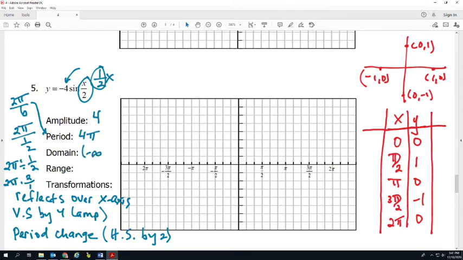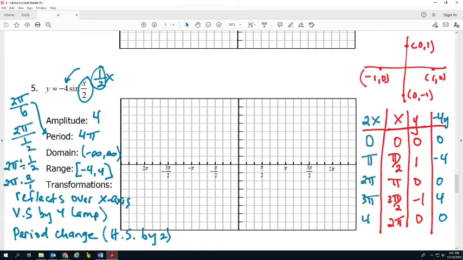My domain is all real numbers. My range was from -1 to 1 before. That -4 is going to change that, so it's now going to be -4 to 4. All right, so the changes over here on my table, I'm going to multiply all my y's by -4. I'm going to multiply all my x's by 2. So this becomes 0, -4, 0, 4, and 0. And this becomes 0 pi, 2 pi, 3 pi, and 4 pi.